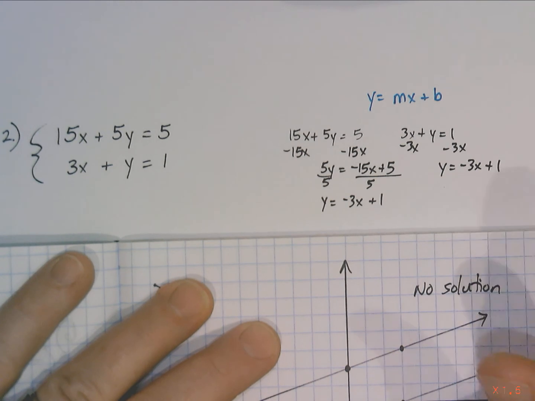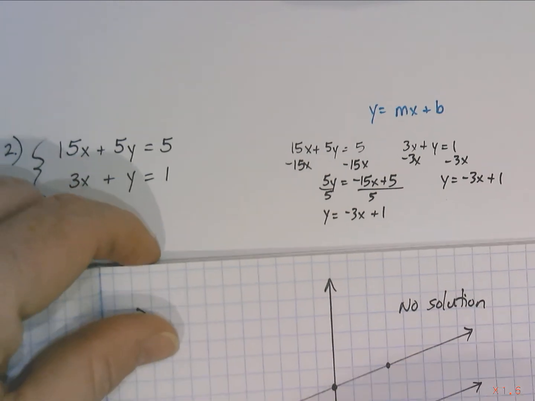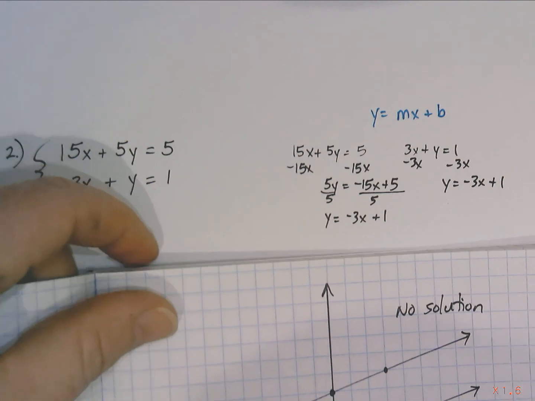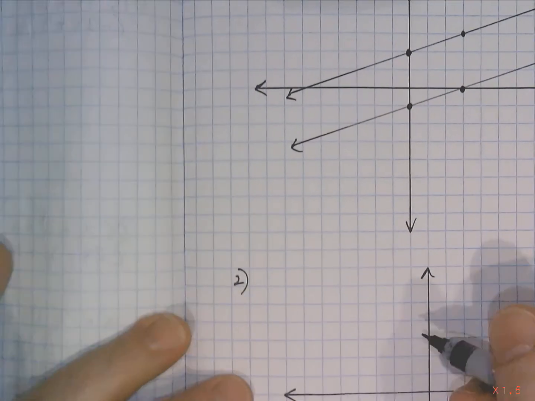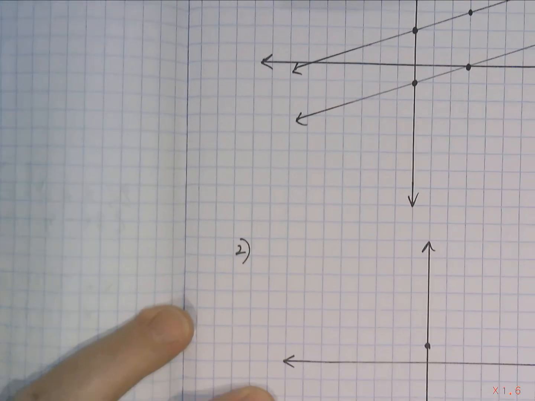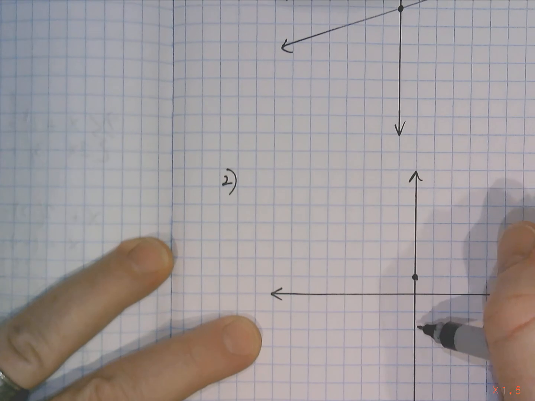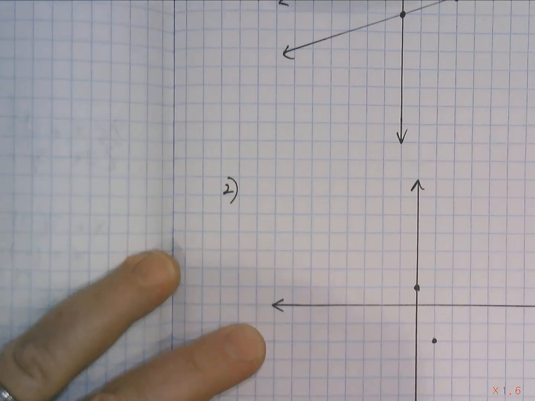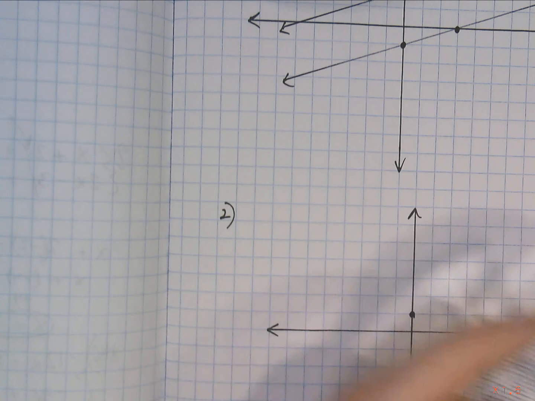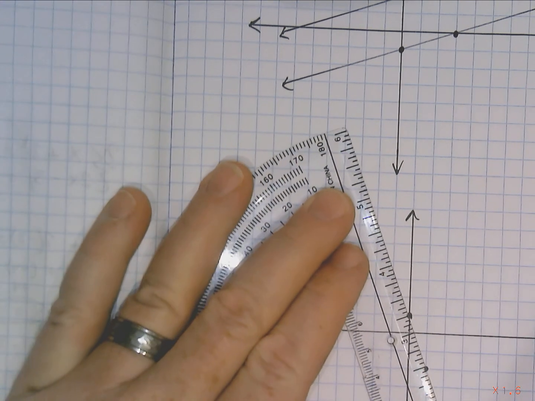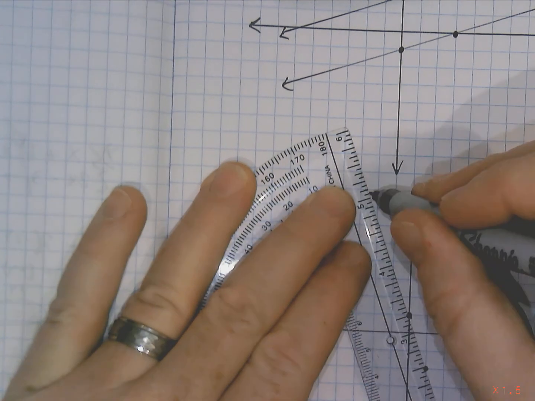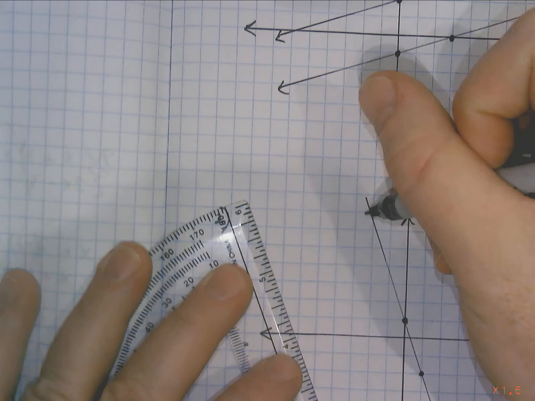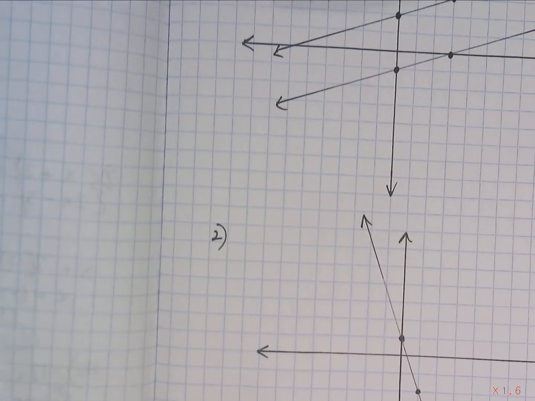Okay? So let's graph it. You're basically just graphing one equation here. So you're at positive 1, you're going down 3 over 1. 1, 2, 3 over 1. And that's it. So both equations are going to fall on the same exact line. And that is it. So in this situation, there's more than one solution.